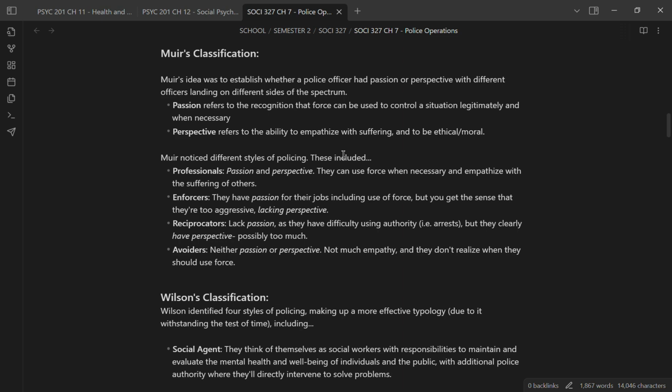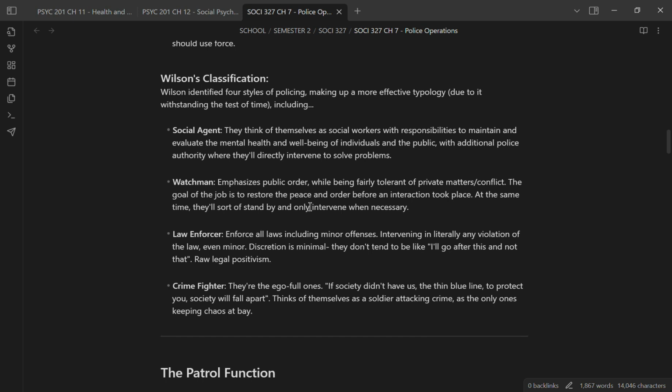Wilson's classifications. Wilson identified 4 different types, a more effective typology, and we use Wilson's more today than we do Muir's. So he identified a social agent, which are these policemen that think of themselves as social workers with a responsibility to maintain and evaluate the mental health and well-being of individuals in the public, while also having police-based authority. Where instead of being a bystander, they'll directly intervene to solve problems, right?